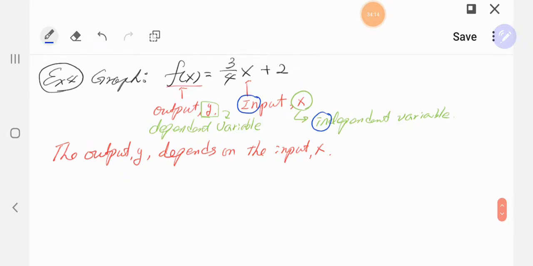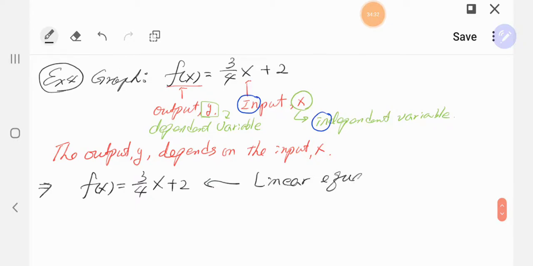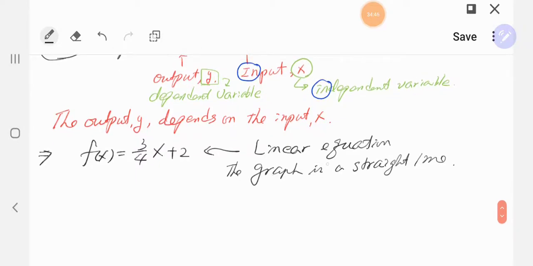Okay, then let's graph this one. Okay, when we graph this, we need, okay, this is a linear equation, isn't it? So f of x is equal to 3/4 x plus 2. This is a linear equation, right? Linear equation means the graph is what? The graph is a straight line, right? So since this is a straight line, how many points do we need? We need 2 points, right?